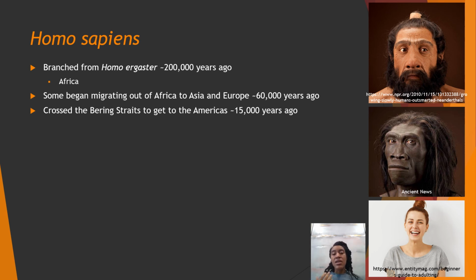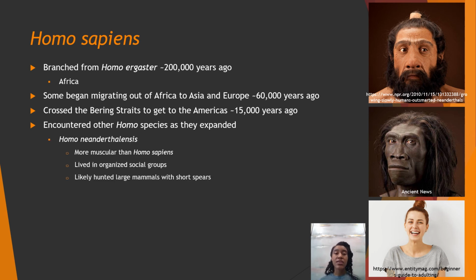And then in another couple thousand years, around 15,000 years ago, they crossed the Bering Strait, that is the land bridge that connects Northeast Asia to Northwest America, and they crossed the land bridge and colonized North America and then subsequently South America. As they were traveling, they encountered other hominids or other species in the Homo genus. Some of these include Homo neanderthalensis, what we refer to as the Neanderthals.